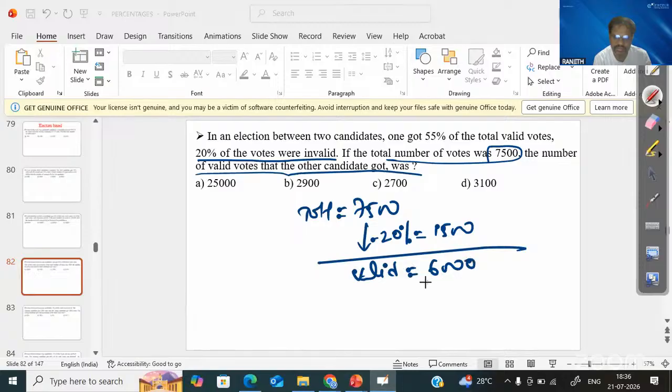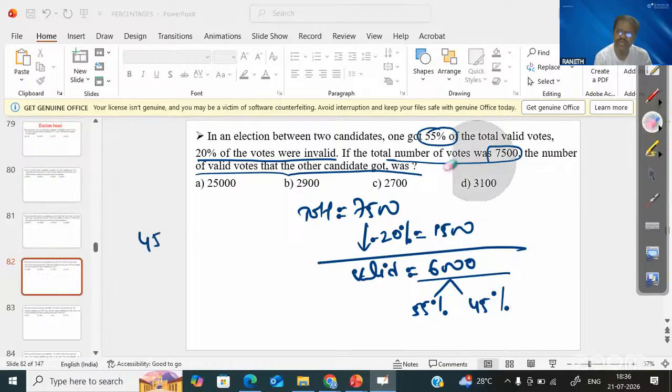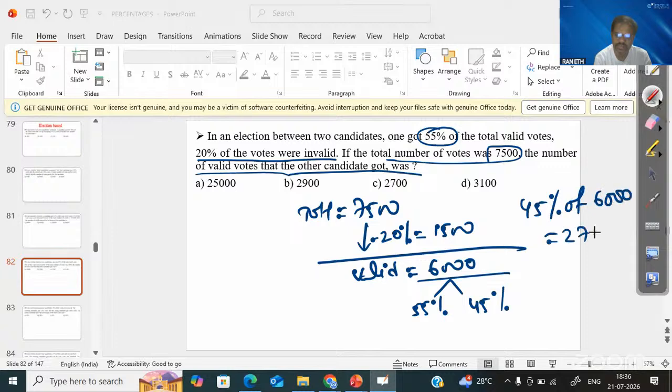Out of 6000, one person got 55 and the other person got 45. So we need to find out the other person, that is 45% of 6000. 45% of 6000 is equal to 2700.